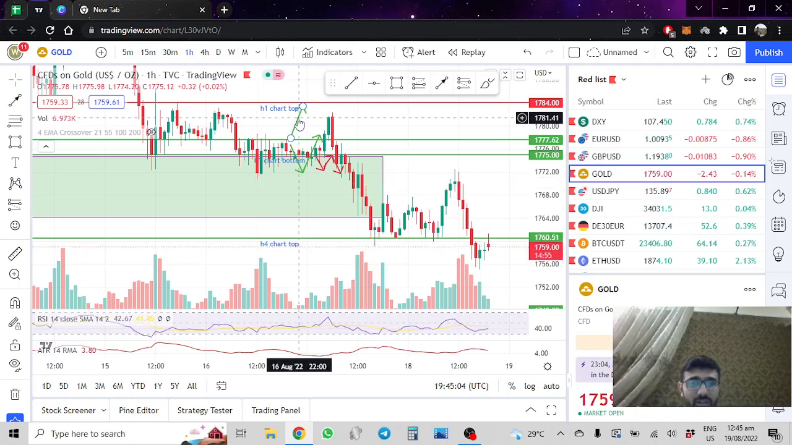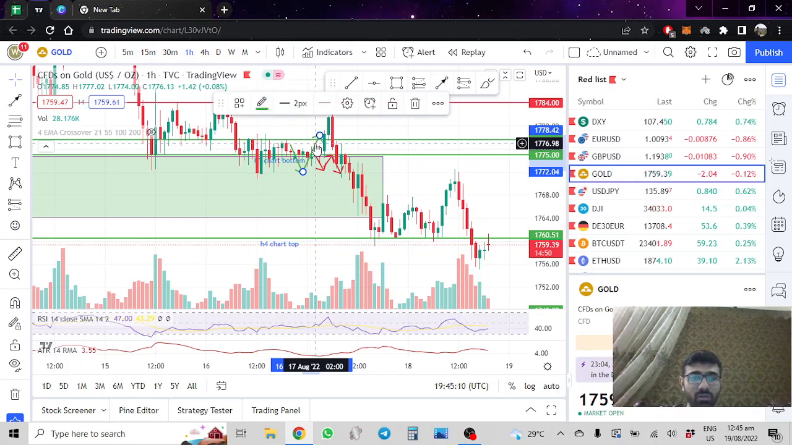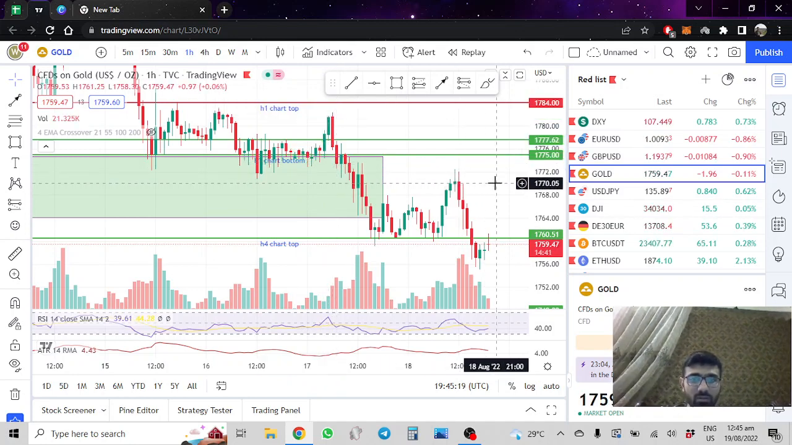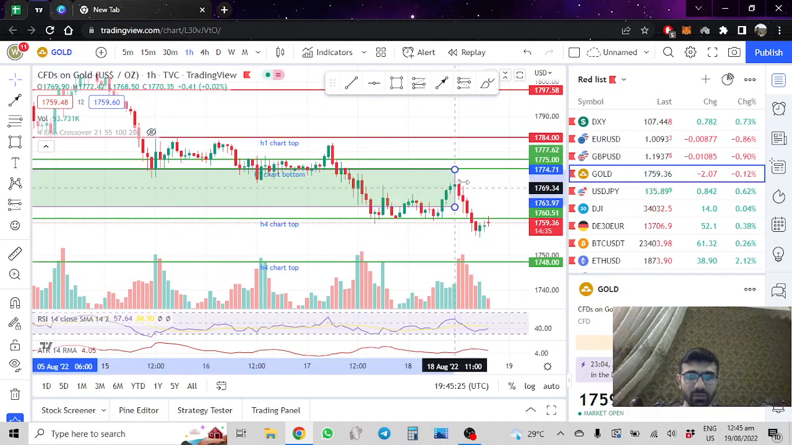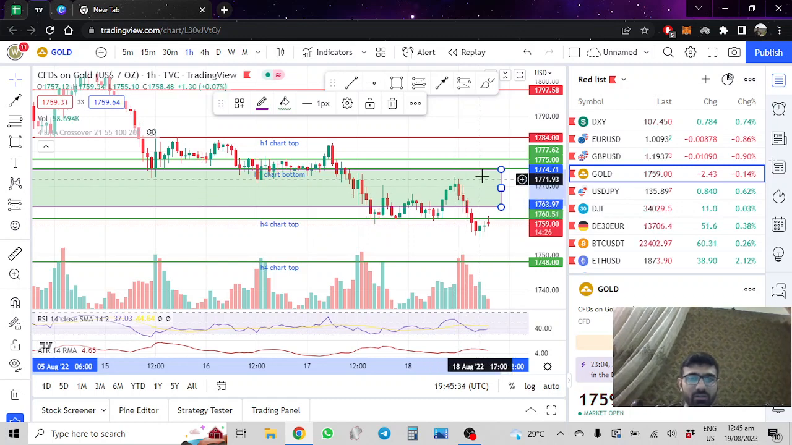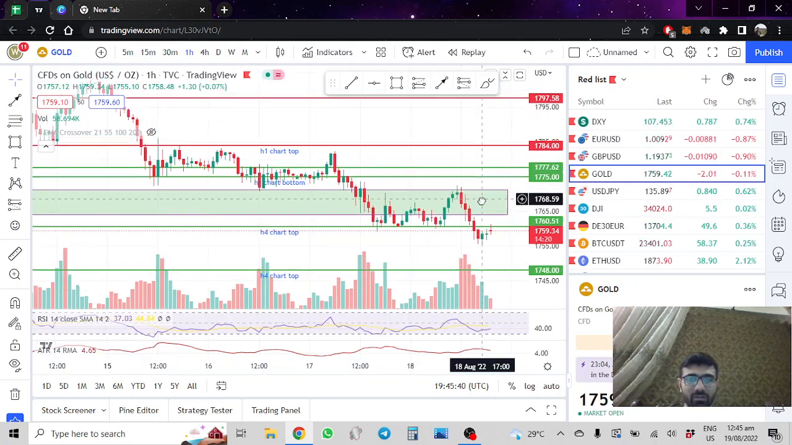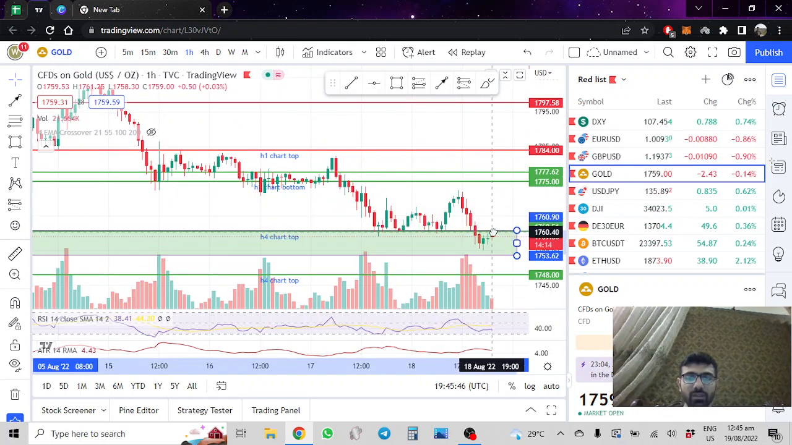Let's try to figure out what gold is going to do next for us. I'm going to remove the previous arrows so we can move on to our next trade. This area is the area of interest now. No, rather, this area is not the area of interest anymore because it has been tested again and again. The area of interest is now this.